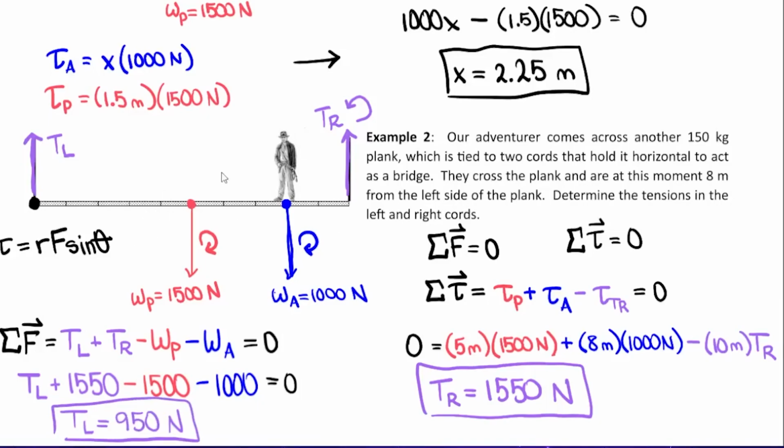One thing that's interesting to note here is that TL is applying less force than TR. That sort of makes sense because most of the weight is distributed on the right side of this bridge. This rope is having to work a heck of a lot harder to keep everything stable than this rope is over here. And we can figure that out with the torque methods that we've just introduced here.